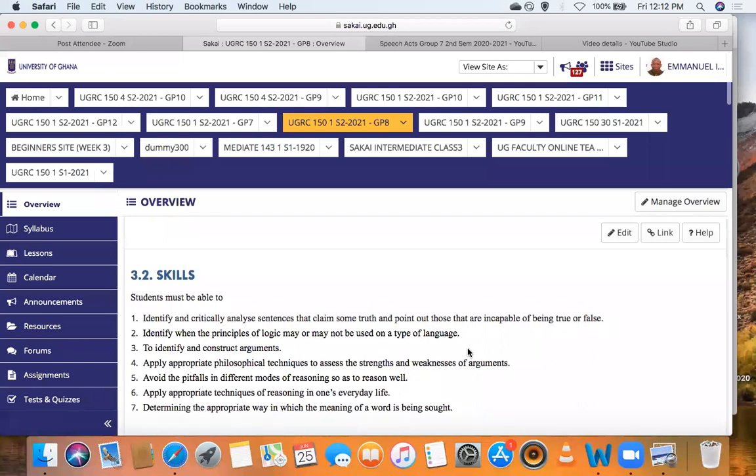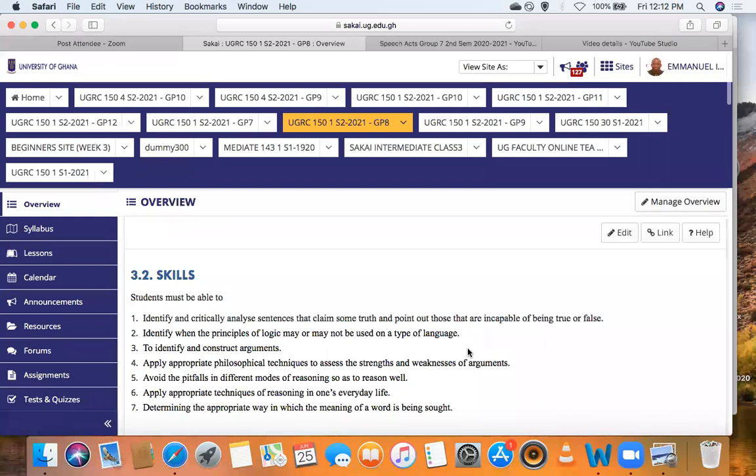Now, we are targeting certain skills in this course. Number one, we expect students to be able to identify and critically analyze sentences that claim some truth or point out those that are incapable of being true or false. We would also want to be able to identify when the principles of logic may or may not be used on a type of language. And then we would also want to be able to identify and construct arguments.